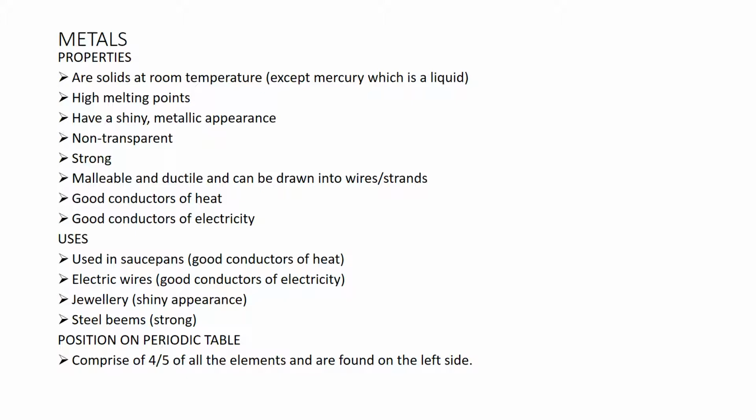Where do we use metals? Metals are used in saucepans because they are good conductors of heat. So you want your saucepan to be able to conduct heat to your food so that your food can be cooked. They are used in electric wires because they are good conductors of electricity. They are used in jewelry because they have a shiny appearance. They are used in steel beams because they're strong. And they are found on the left side of the periodic table. I already told you that.